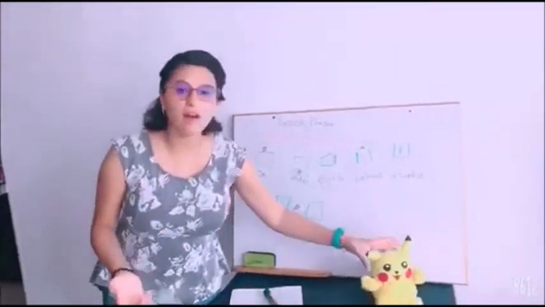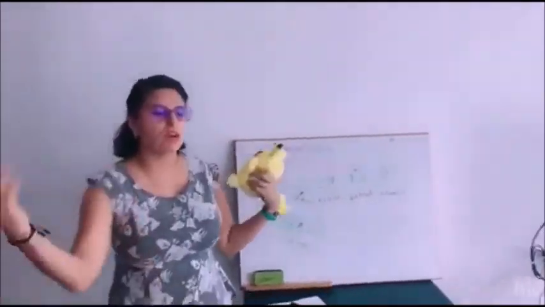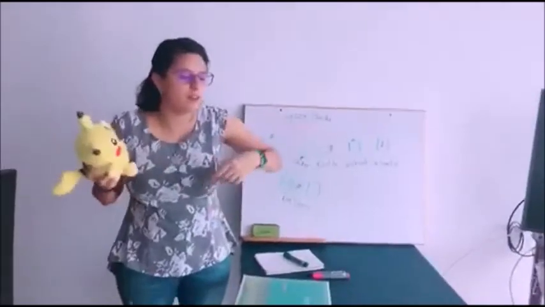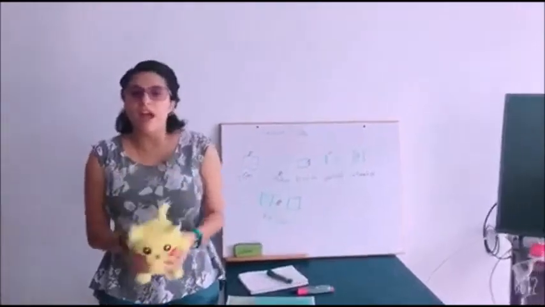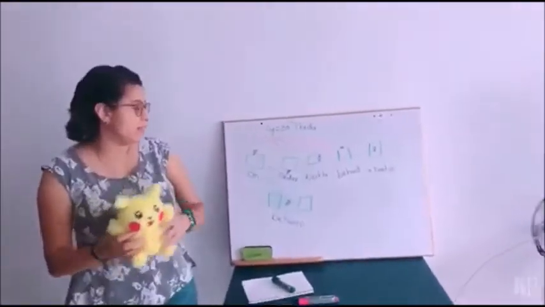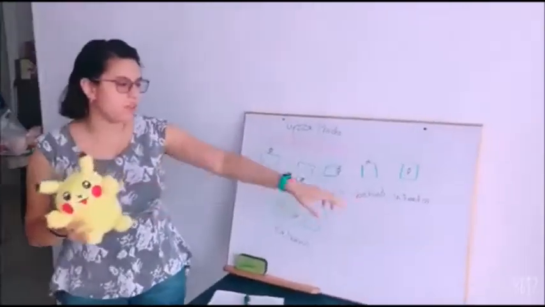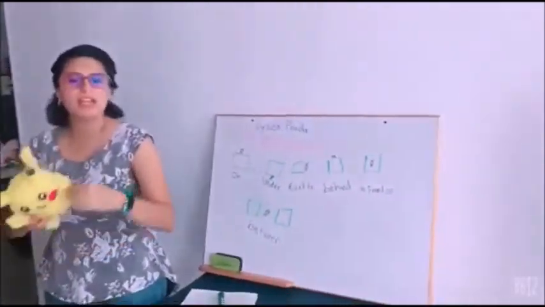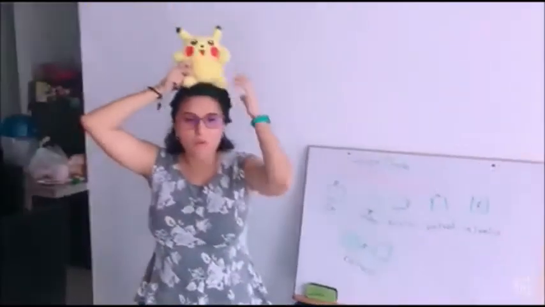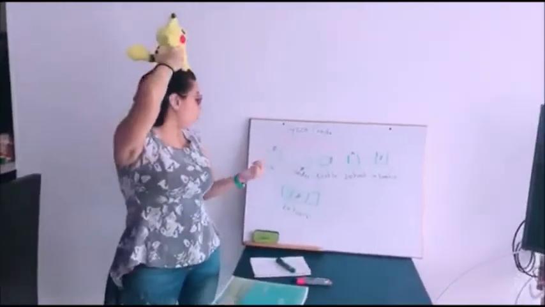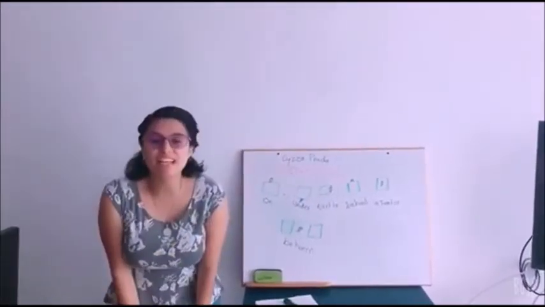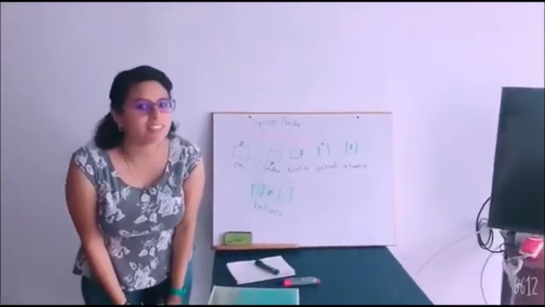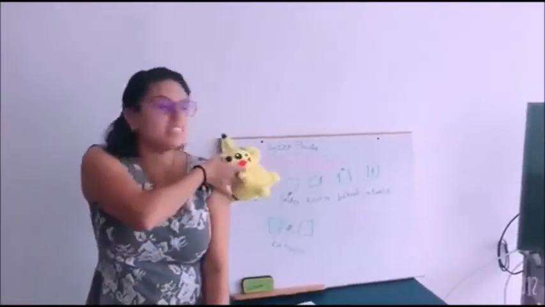Okay, now I'm going to show more examples with this. This is a Pikachu, so I'm going to ask the students what this is, and they're going to tell me that it's a Pikachu. So where is the Pikachu right now, guys? They're going to know where the Pikachu is. It is in front of the teacher, and if I put it here, where is the Pikachu? The Pikachu is on the teacher. Where is the Pikachu? It is under the teacher.